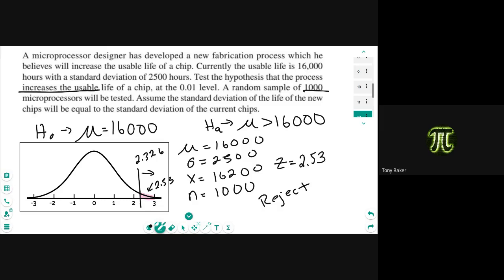Remember I said that 1-tail, 2-tail can make a difference? If we had messed that up and did a 2-tailed, my z would have been 2.576. And then I would have failed to reject. So that's why it's important to make sure you get your 1-tailed and 2-tailed correct, because it can make a difference. So this one, I am rejecting it, which means that there has been an increase in the lifespan of the chip.